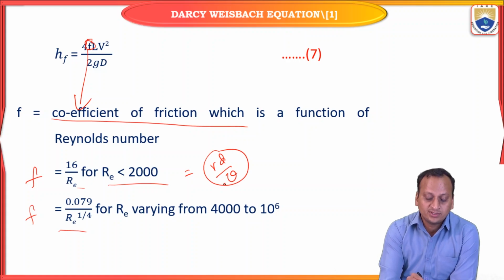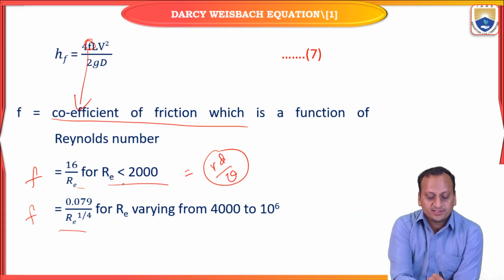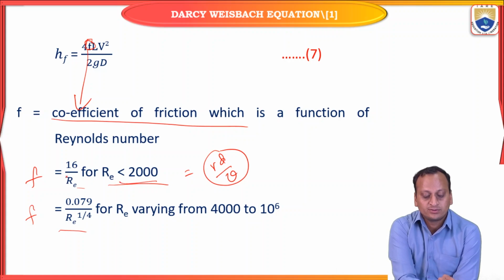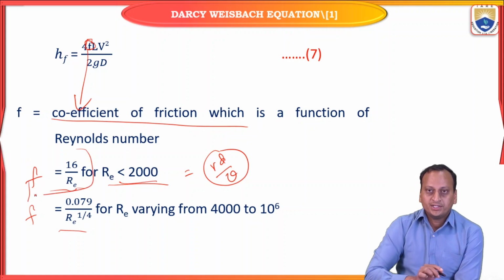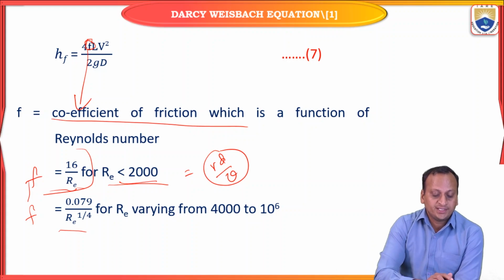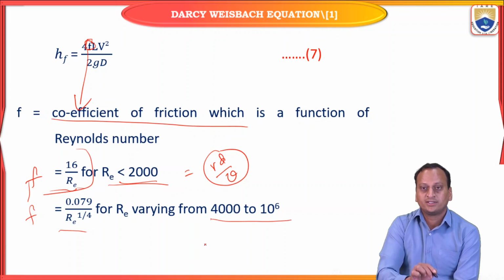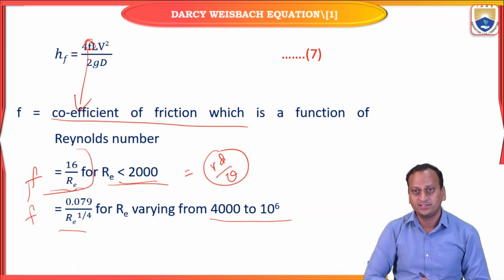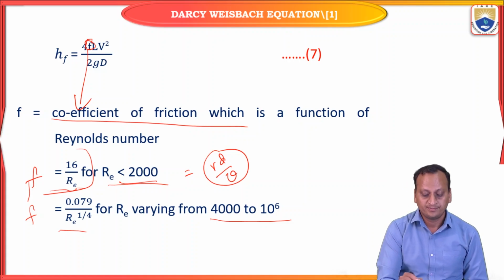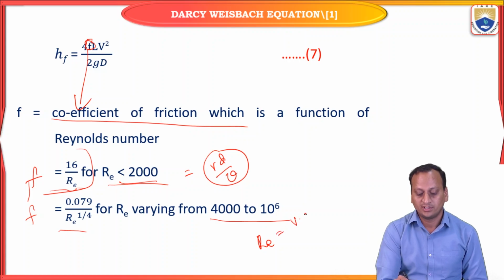So if you substitute velocity, diameter, and kinematic viscosity of the fluid, if the value is less than 2000, then f is equal to 16 by Re. If it is varying from 4000 to 10 power 6, that means above 4000 is a turbulent region. In that region, if you are going to find f, the Reynolds number is more than 4000, which is equal to rho vd by mu or vd by nu.